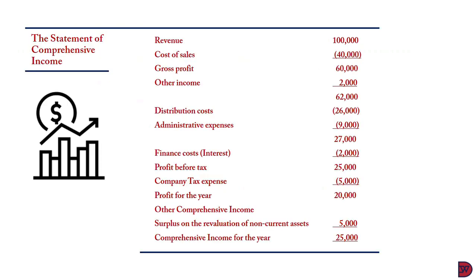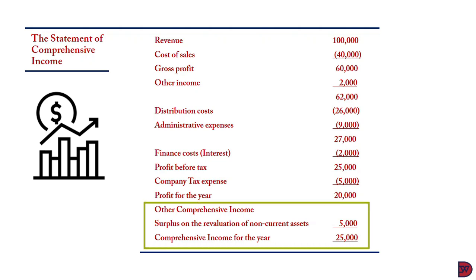Let's come to statement of comprehensive income. Now, this is an extension of statement of profit or loss. It's everything prepared under the statement of profit or loss, in addition to other comprehensive income. Revenue less cost of sales, leading to gross profit, add other income, less distribution cost, less administrative expenses, less finance costs, arriving at profits before tax, less the company tax expense for the year, leading to profits for the year.